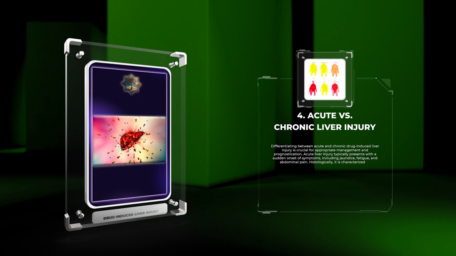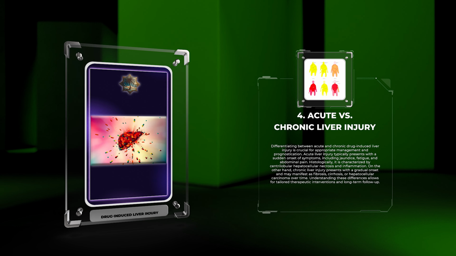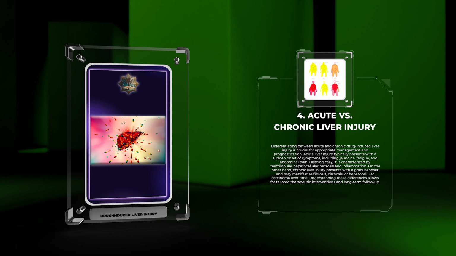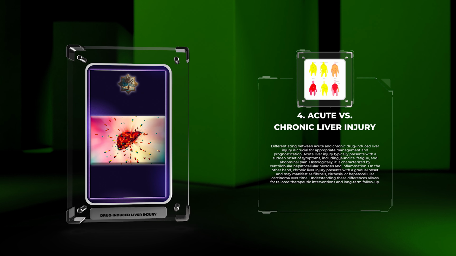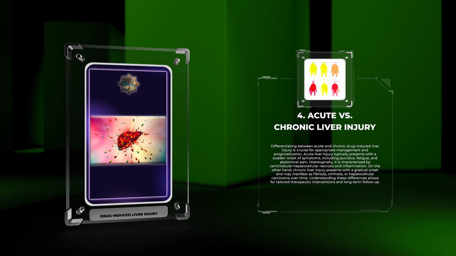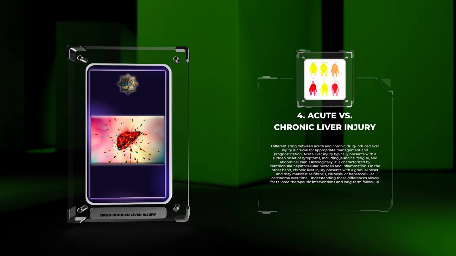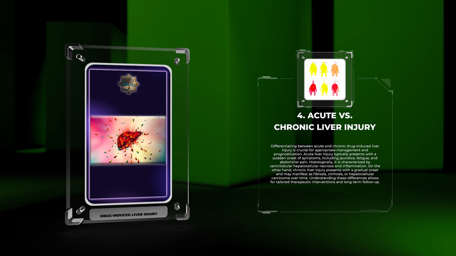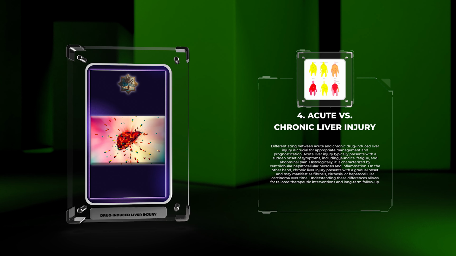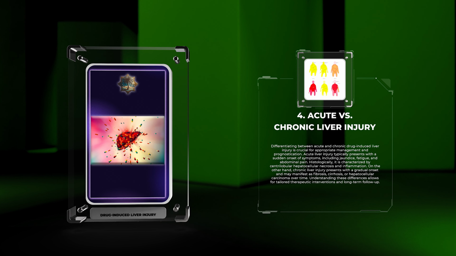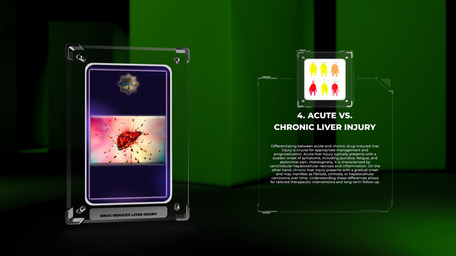Differentiating between acute and chronic drug-induced liver injury is crucial for appropriate management and prognostication. Acute liver injury typically presents with a sudden onset of symptoms, including jaundice, fatigue, and abdominal pain. Histologically, it is characterized by centrilobular hepatocellular necrosis and inflammation. On the other hand, chronic liver injury presents with a gradual onset and may manifest as fibrosis, cirrhosis, or hepatocellular carcinoma over time. Understanding these differences allows for tailored therapeutic interventions and long-term follow-up.